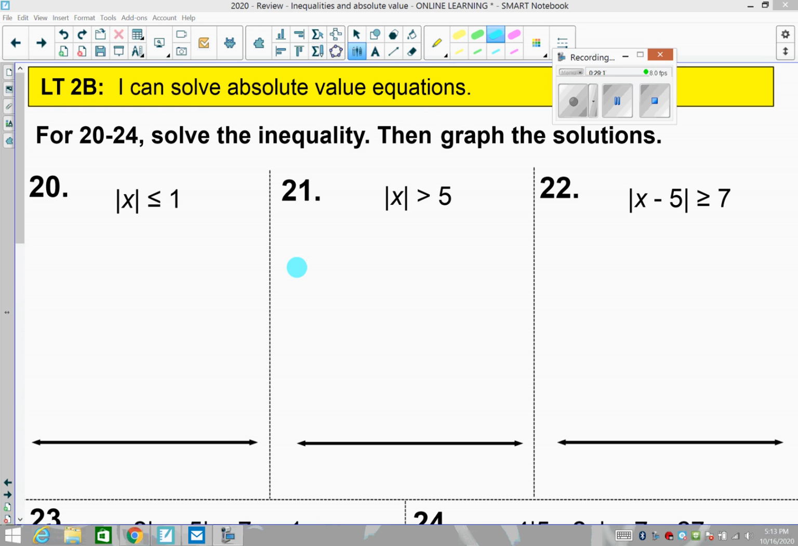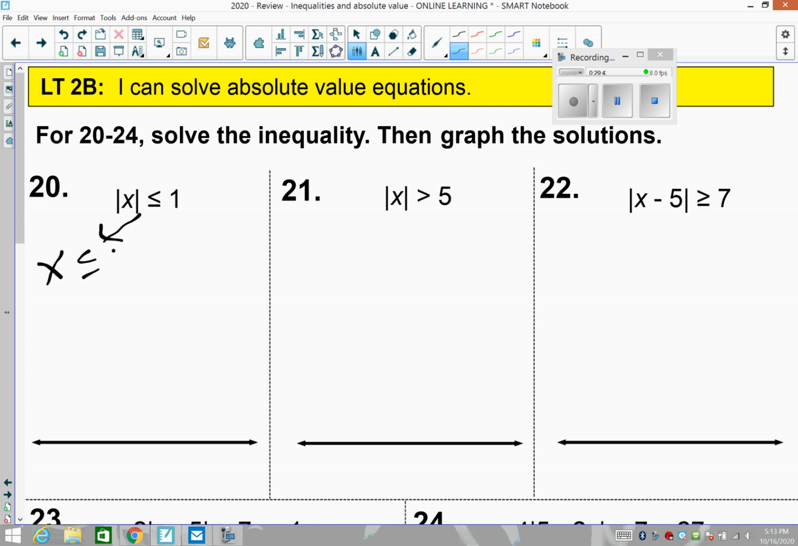Question number 20 is, what about when we have absolute values that have an inequality with them? So we know that, first of all, they can't ever be negative coming out of there. And we know that they always have 2 answers. But the inequality works a little differently. So not only do we split it like we've been doing, but we also have to flip the sign on the second one. So I'll show you how this works.